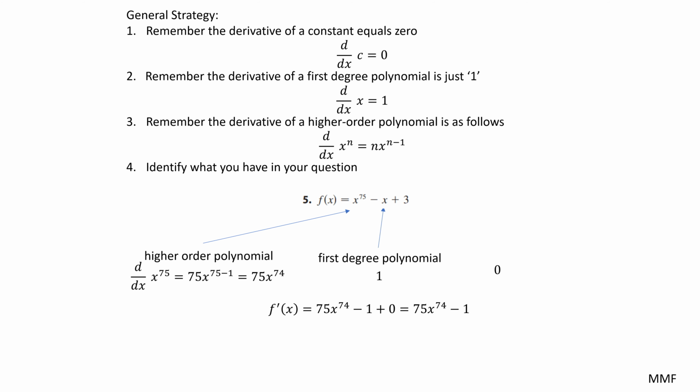All right, now we have a higher order polynomial, so we have to take the derivative of it. We move the 75 down in front, and we subtract 1 from 75. 75 minus 1 is, of course, 74. And finally, the derivative of a constant is 0.